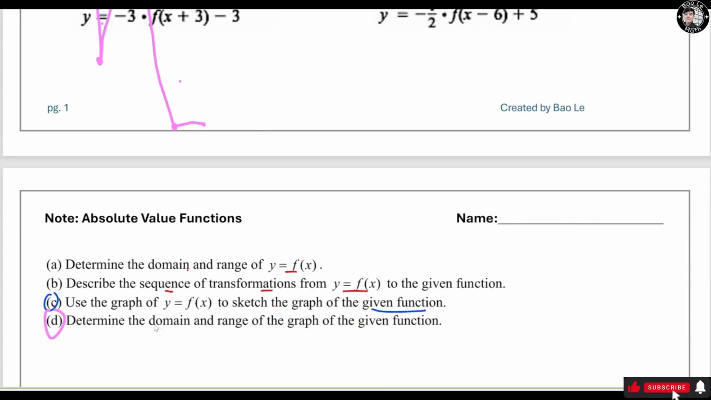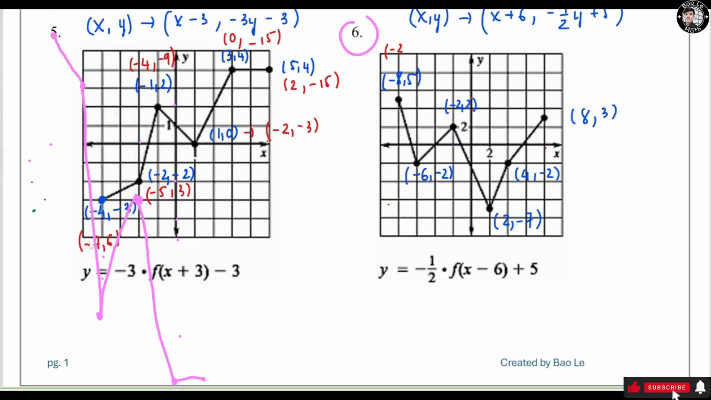Question D. Determine the domain and range of the graph of the given function. The domain should be from the left right here. This is negative 7 right here, right? All the way to the right here. It should be 2, right? And the range, the bottom right here is negative 15, and the top right here should be 6, right?